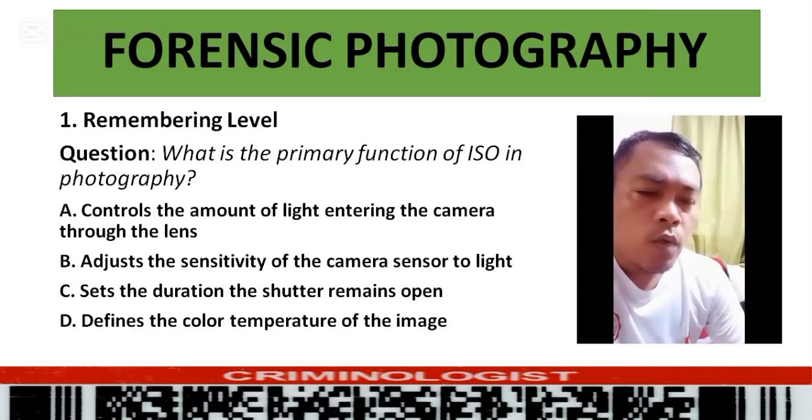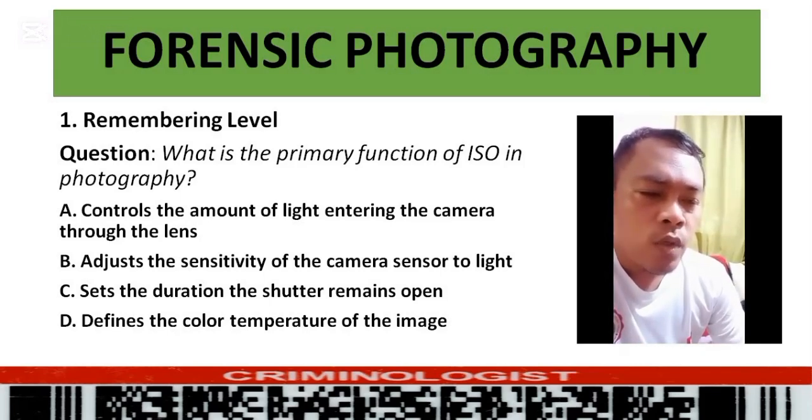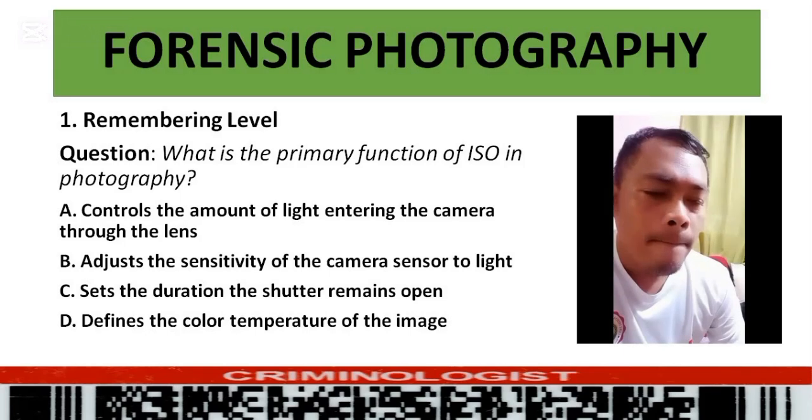A, control the amount of light entering the camera through the lens. B, adjust the sensitivity of the camera sensor to light. C, set the duration the shutter remains open. Or D, define the color temperature of the image. So what do you think is the correct answer?